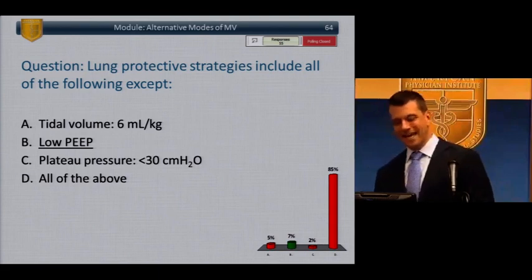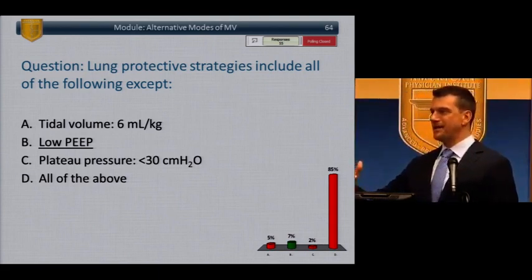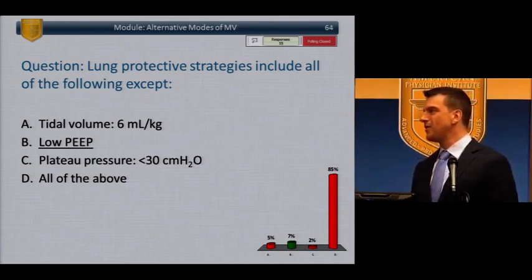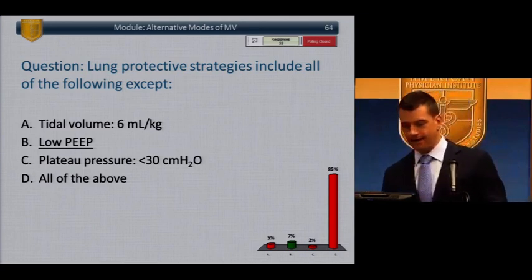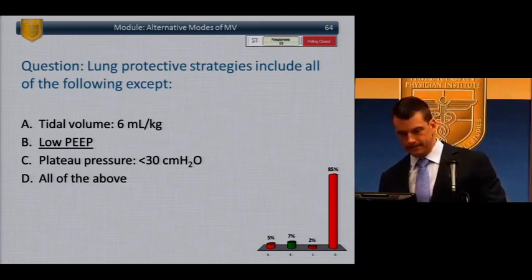Actually, I missed that. Low PEEP is not a strategy for doing. Remember, we want PEEP to be slightly elevated to keep those open and avoid the shear and distension. So a little bit higher than normal PEEP is part of lung protective ventilation. The other two numbers, you do want your plateau less than 30, and you do want tidal volume of 6.